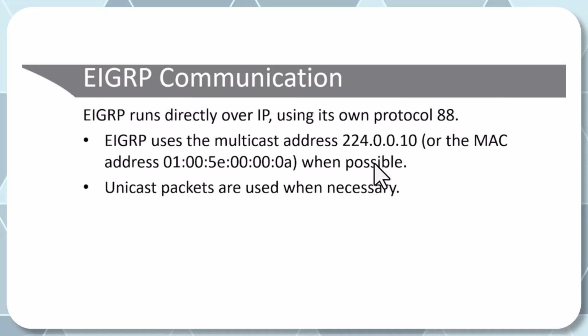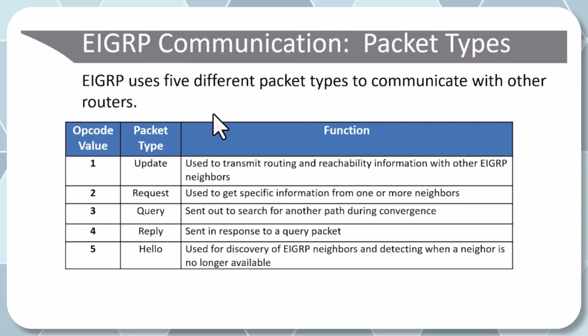So how does EIGRP communicate? As you can see, EIGRP runs directly over IP using its own protocol number 88, and EIGRP uses the multicast address 224.0.0.10 or this type of MAC address when possible, and unicast packets are used when necessary. So these are some important points of EIGRP.